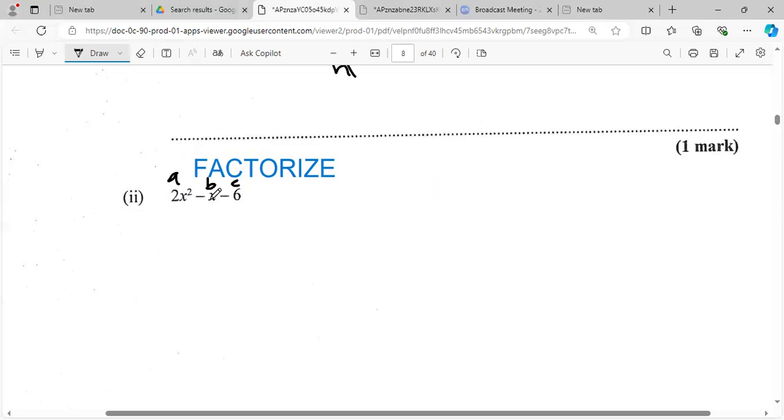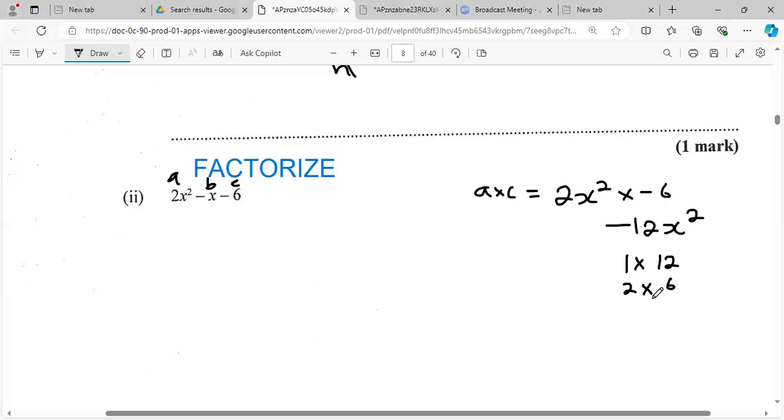Alright, so the rule says we multiply a times c. So in this case, I'm trying it to see if it's going to work first. If not, we use the quadratic. Alright, so it's 2x squared times negative 6, which gives us negative 12x squared. So we're going to list all the factors of 12. 1 times 12. Remember when you learned this at primary school? I think it can work.